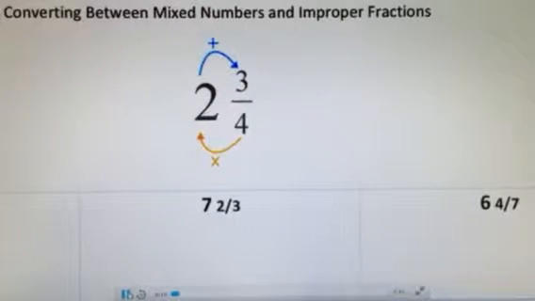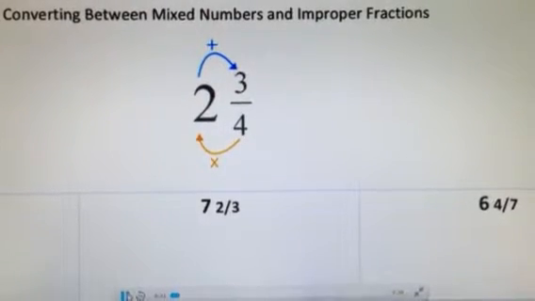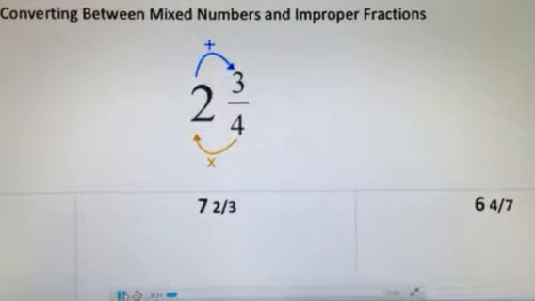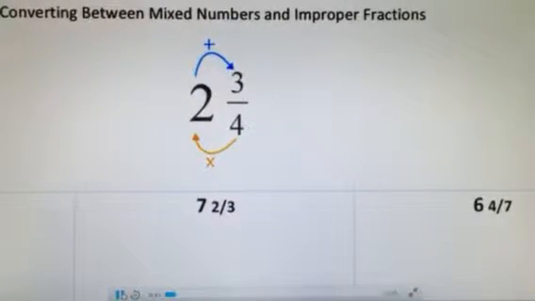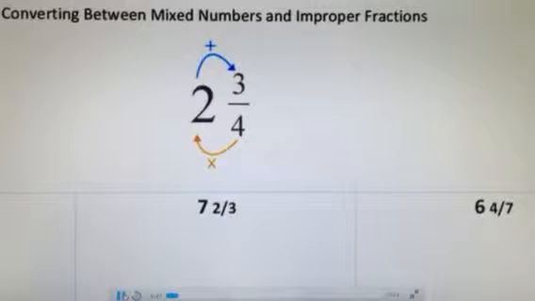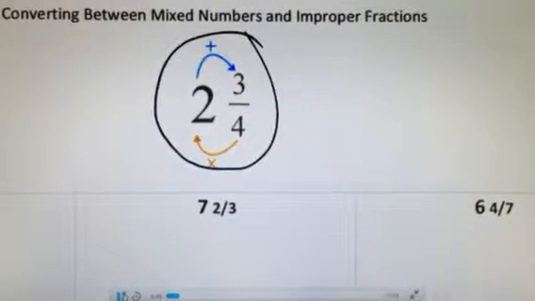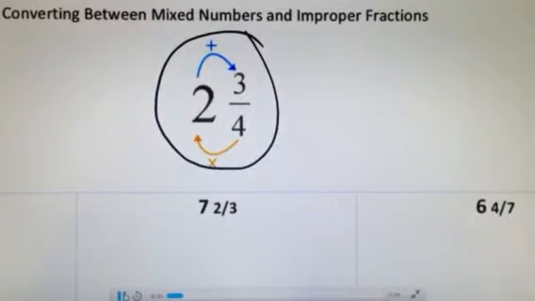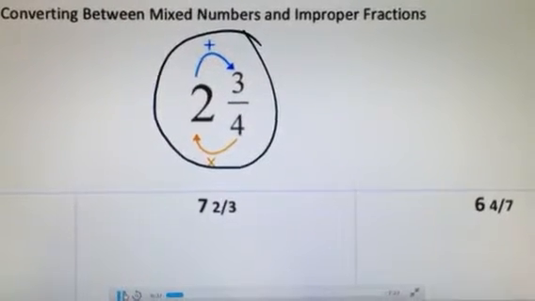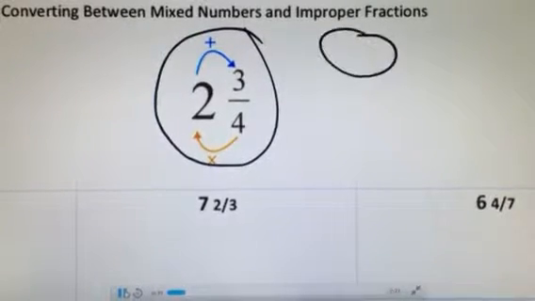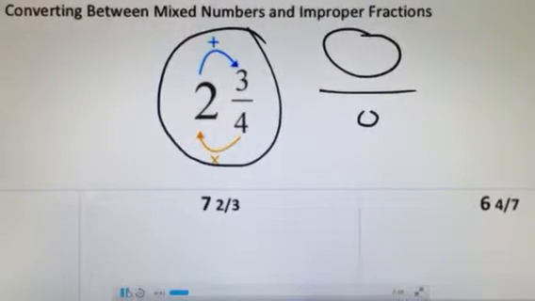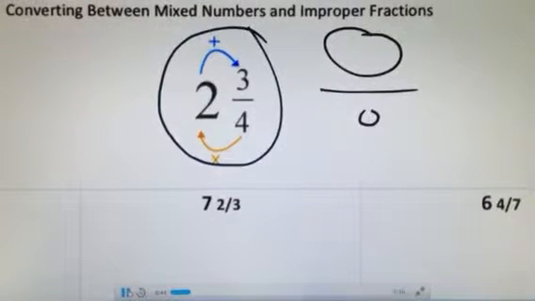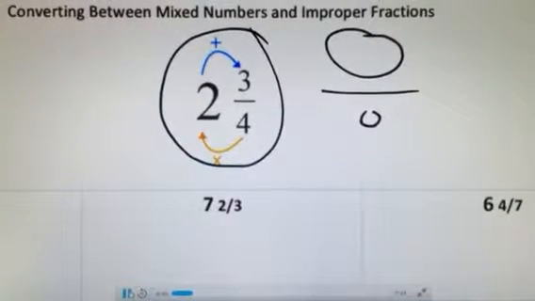The first thing we're going to do is convert between mixed numbers and improper fractions. I like to call mixed numbers just a mix of sizes. As you can see right here, we have a mix of sizes. We have one whole number and then we have a fraction of 3/4. So 2 3/4. We're going to turn that into an improper fraction. An improper fraction is when you have a large number on top of a little tiny number, okay?